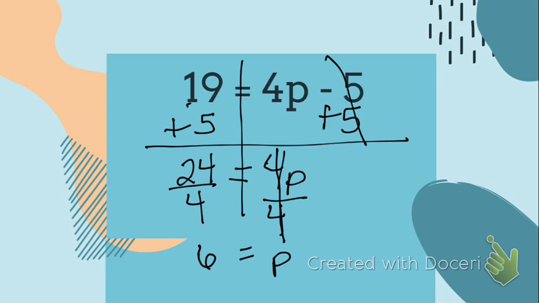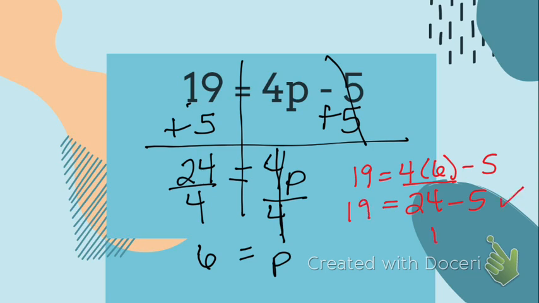p equals 6. So now I'm going to change colors here, and we're going to substitute that in and solve it. 19 equals 4 times 6 minus 5. Now we go back to our order of operations, and we're going to solve it and see if we get it correct. 4 times 6 is 24 minus 5. Is that 19? Yes. This is a true statement right there. That's what it looks like when you check your work.